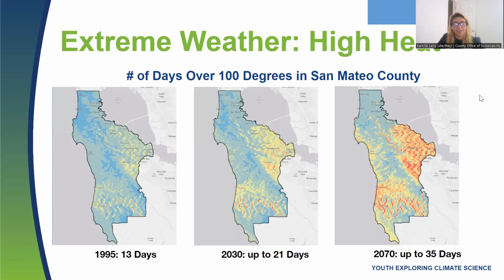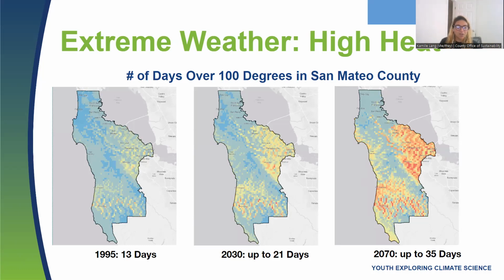All right, another impact of climate change that we're seeing in San Mateo County is extreme weather in the form of high heat. When we see extreme weather, there's variation with that, but specifically this slide is talking about high heat days. So the first fact I would write is a high heat day is a day where it's over 100 degrees. That's the benchmark of measuring it.